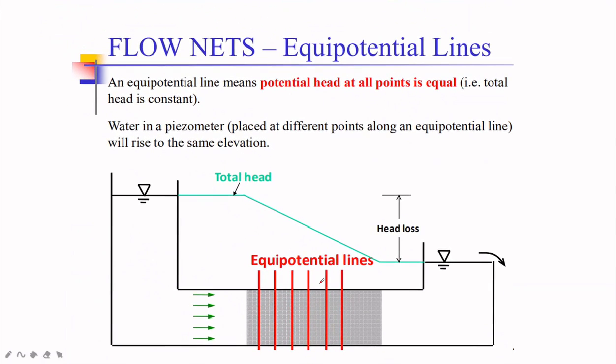Next, an equipotential line means potential head at all the points is equal. So this one I am telling. Okay, potential head at all the points is equal. So the line drawn only through those points is what we call an equipotential line. So water in a piezometer. A piezometer is the device to measure pressure. So water in a piezometer placed at different points along an equipotential line will rise to the same elevation.